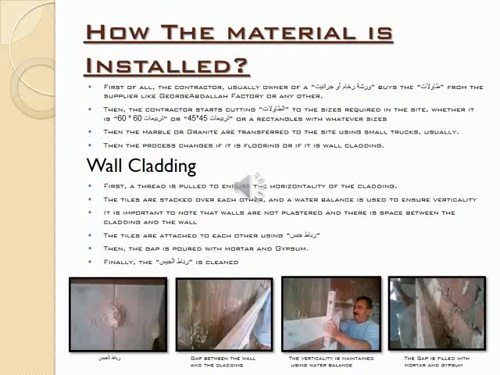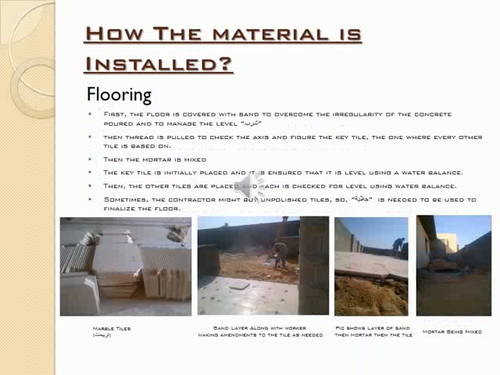So as you can see, we have three quality control techniques. First of all, the pulling of thread or شد الخيط. 2, robotic gaps. 3, the water balance. So here you go, that's how you create a wall. Now it's time for us to understand how to create a floor.